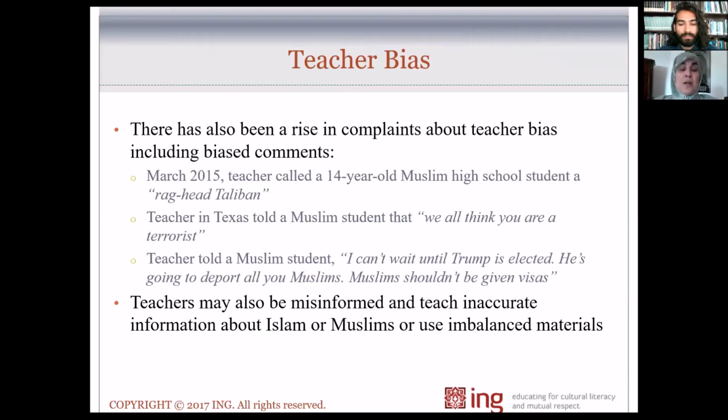Less egregious, but also more prevalent, is the fact that teachers may be misinformed about Islam, or may be teaching inaccurate information about Islam or Muslims, or using materials that are imbalanced because they may never have studied Islam as an academic subject, and they may be watching the same news sources that all of us are.